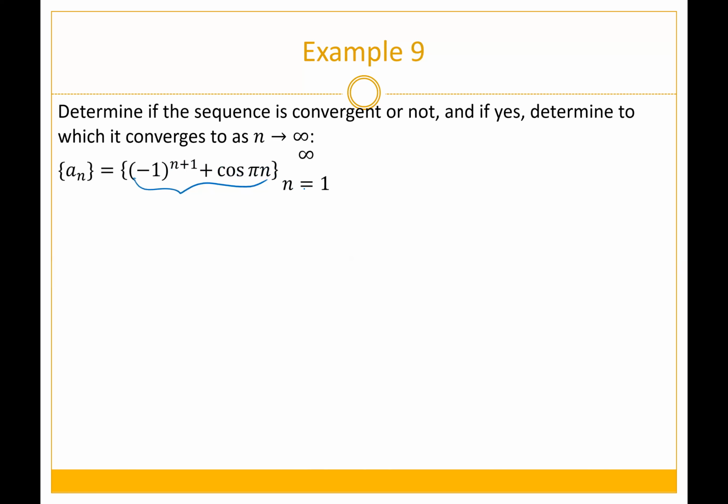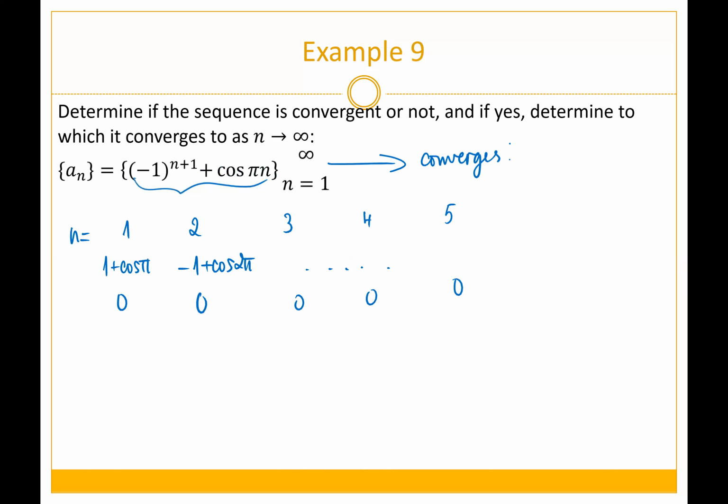So I plug in n at 1 and then 2 first. So you have n 1, 2, 3, 4, 5. Let's see. You plug in 1, so you have negative 1 squared, which is 1, plus cosine of pi, which is going to give me 1 minus 1, which is 0. If you plug in 2, you're going to have negative 1 plus cosine of 2 pi, which is going to be negative 1 plus 1, which is also 0. And if you do the rest, it's going to be 0. So you don't even need to care about anything else. Your conclusion is that immediately it converges to 0.